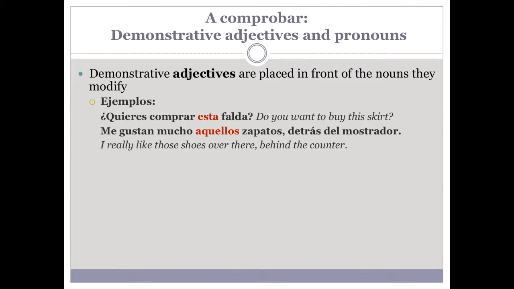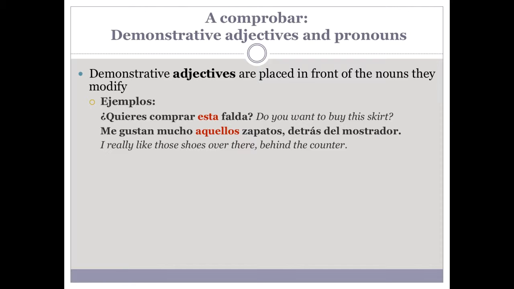Demonstrative adjectives are placed in front of the nouns they modify. For example, ¿Quieres comprar esta falda? Do you want to buy this skirt? Notice esta falda is this skirt. Me gustan mucho aquellos zapatos detrás del mostrador. I really like those shoes over there behind the counter. Notice that behind the counter gives the idea it's pretty far away. Aquellos zapatos.